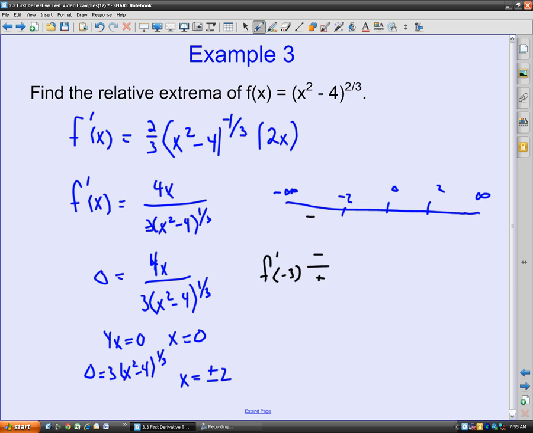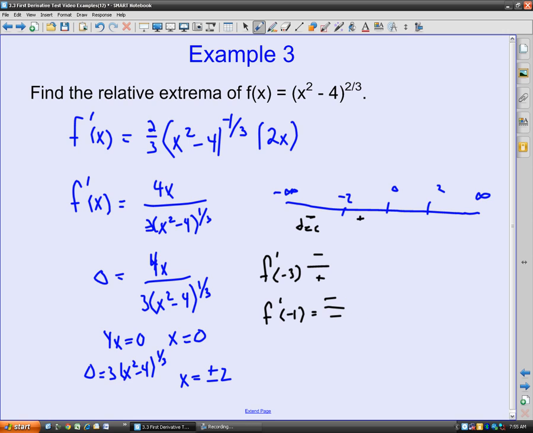Then between negative 2 and 0, a good number would be like negative 1. So I'm going to put negative 1 in here. Negative 1 means it's negative on top. And then on the bottom, if I put negative 1 in here, I get a positive. But then you'll notice that I'm going to end up with a negative 3 inside here. And no matter whether I multiply or cube root it, I still get a negative. So I have a negative over a negative, which means we have a positive in that area. So we are increasing.